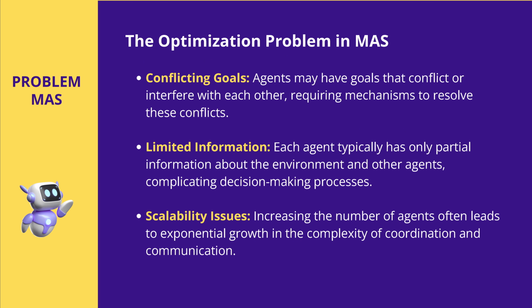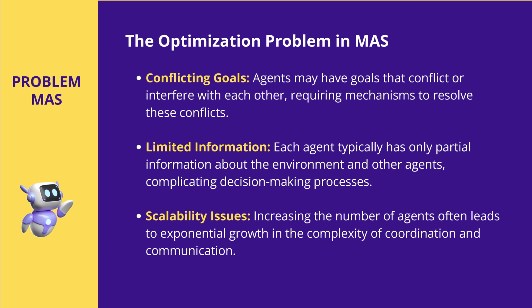Now, we do have an optimization problem in math because we can have conflicting goals. So agents may have goals that conflict or interfere with each other. Or maybe there are just not enough resources for all the agents. Or we have limited information. Each agent typically has only partial information about its close environment and is not able to see where other agents are acting and what they need in resources. So this can complicate the decision-making process of a bunch of agents.